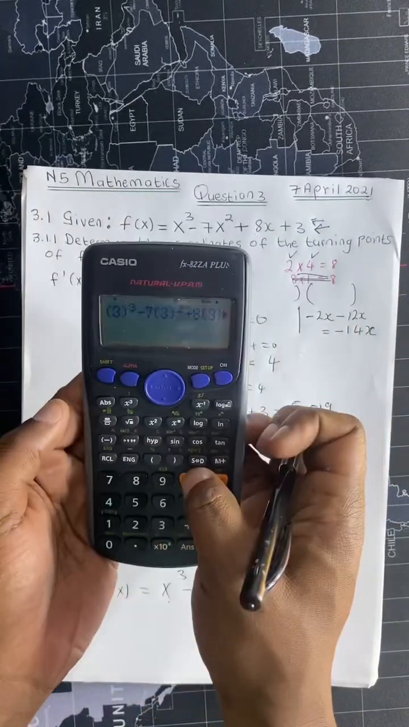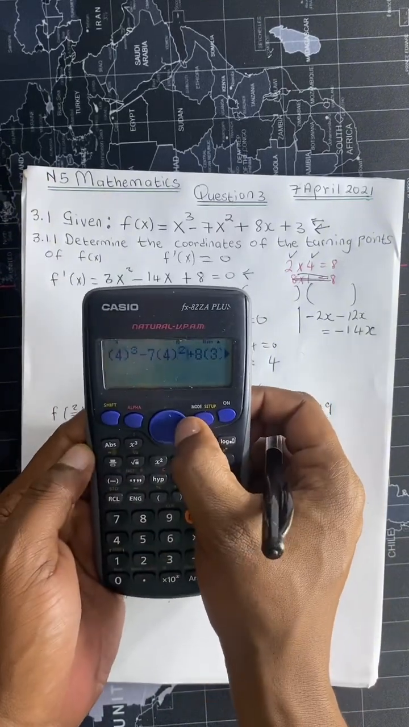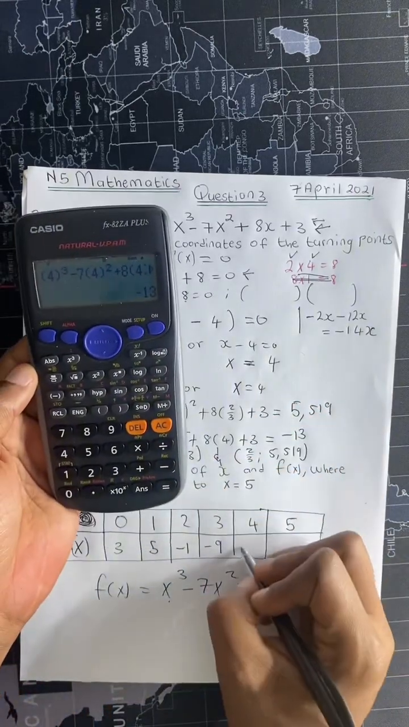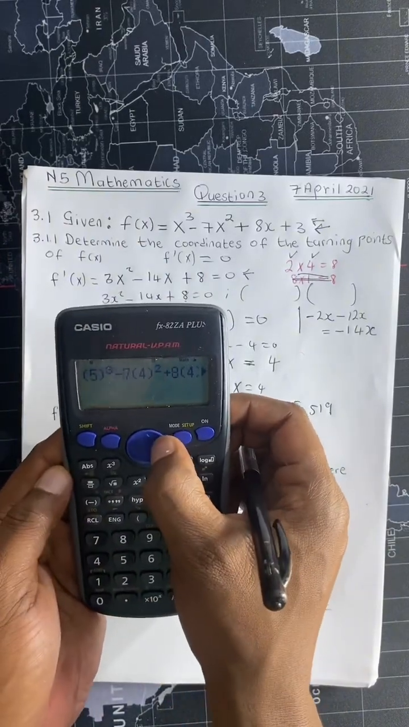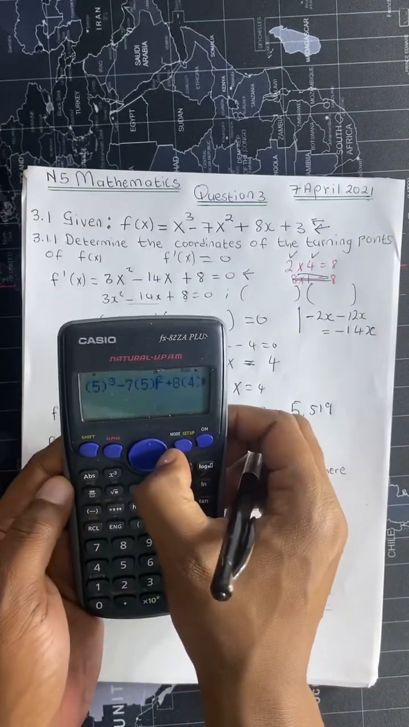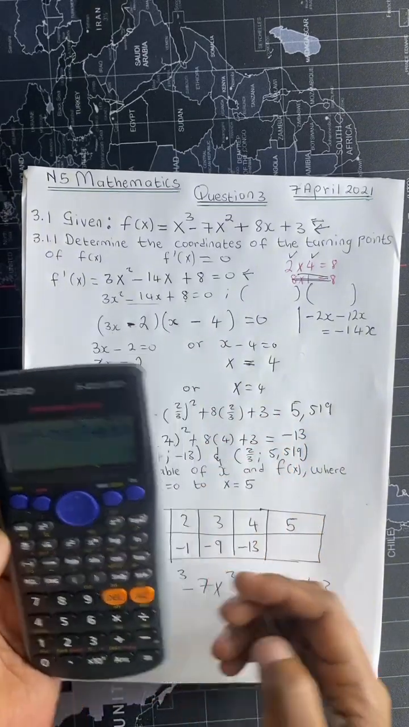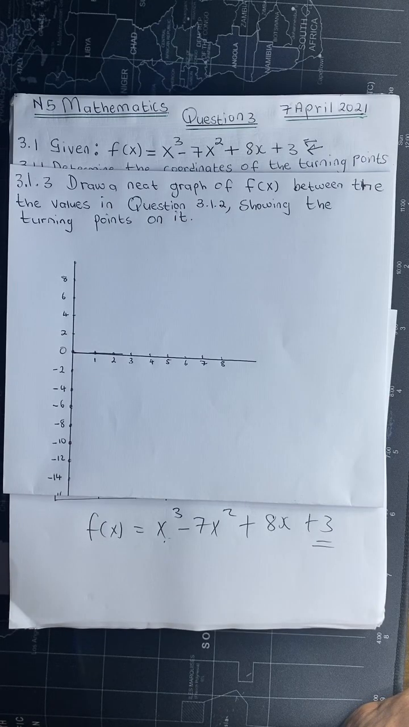Substitute 4. We have negative 13, and when x is equal to 5, y is equal to negative 7.